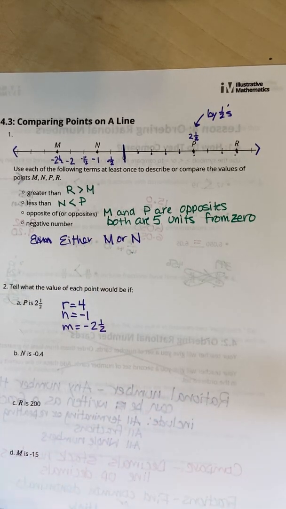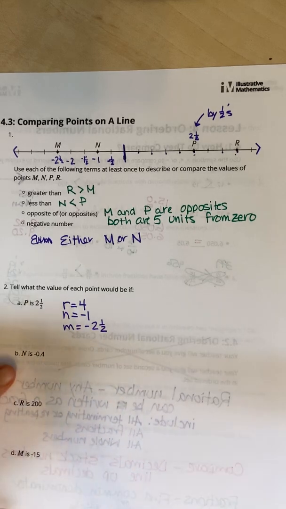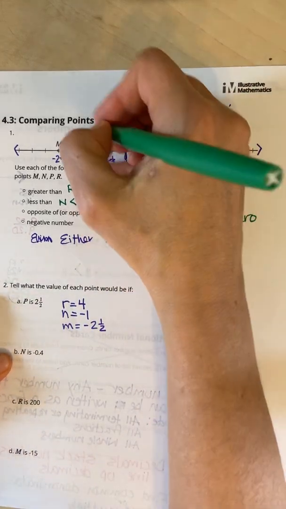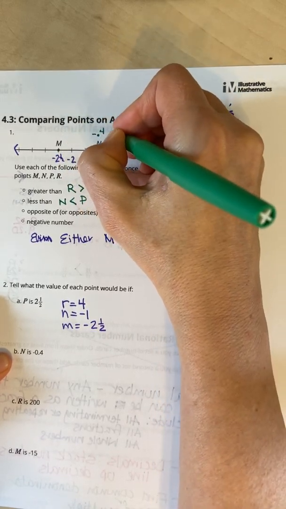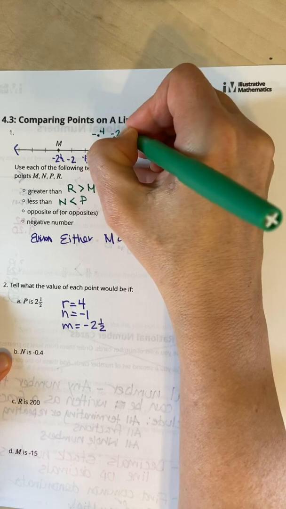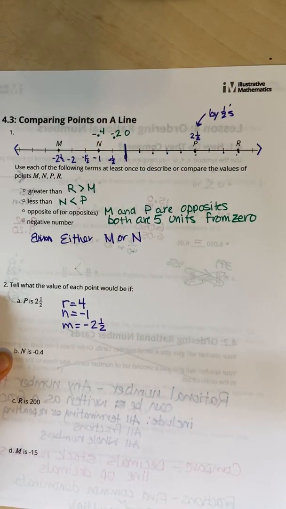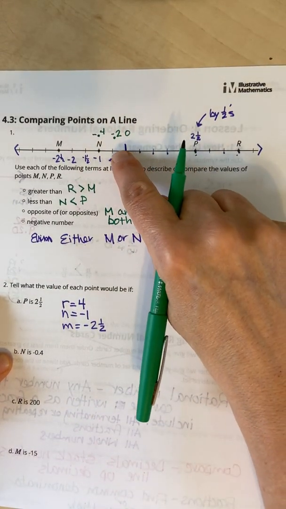Okay, I'm going to do N in green. Okay, so I told you I'm going to be writing on this a lot. If N is negative 0.4, that means this is negative 0.2. This would be 0. Okay, so I'm going by 0.2.